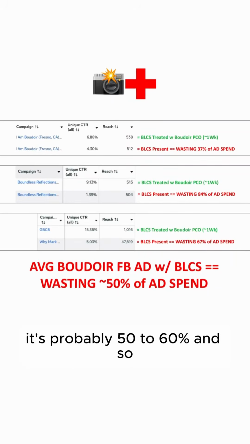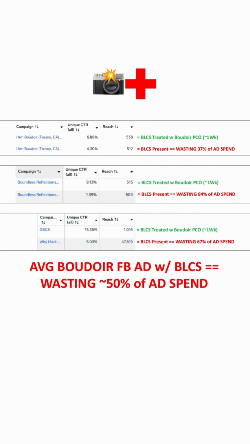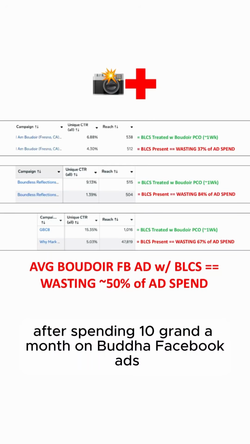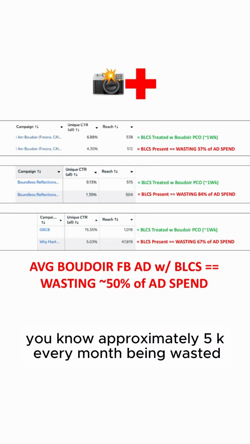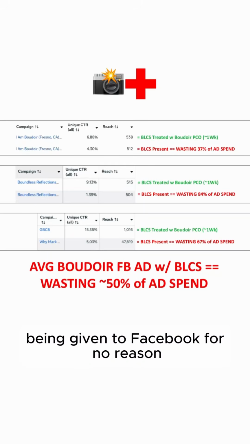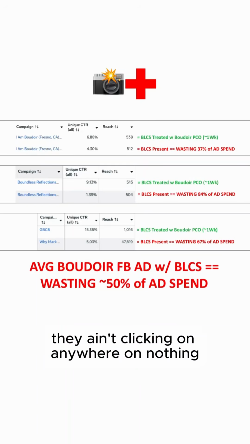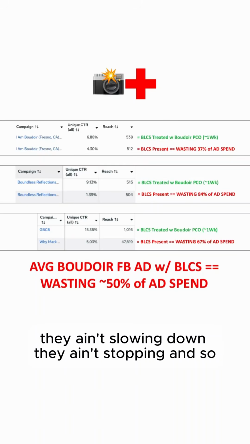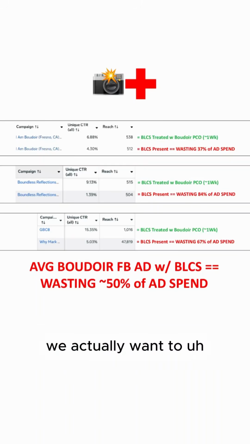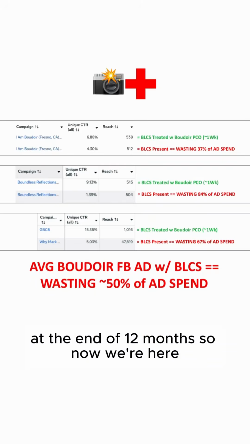And so if they're spending 10 grand a month on Boudoir Facebook ads, on average, approximately 5K every month is being wasted, being given to Facebook for no reason, because we're serving that impression. Women are scrolling right by anyways. Our ads never enter their brain. They ain't clicking on anything. They ain't slowing down. They ain't stopping. And so on average, that'd be 60K kind of bonus back in the business owner's pocket at the end of 12 months.